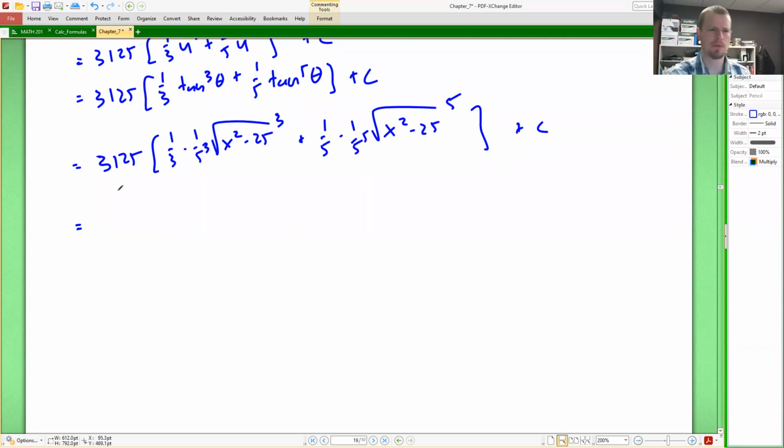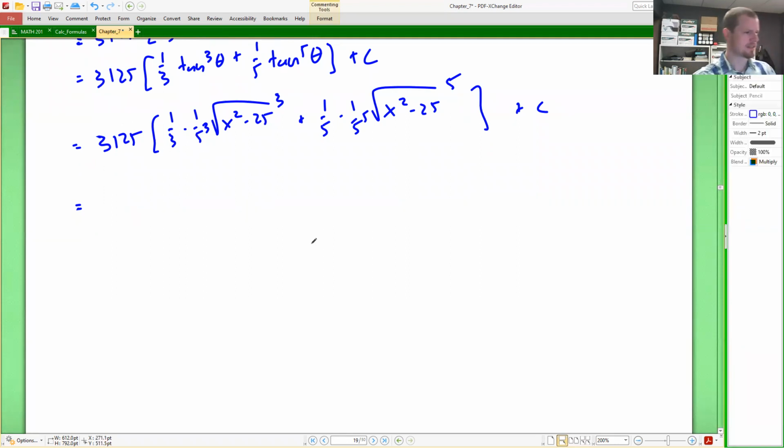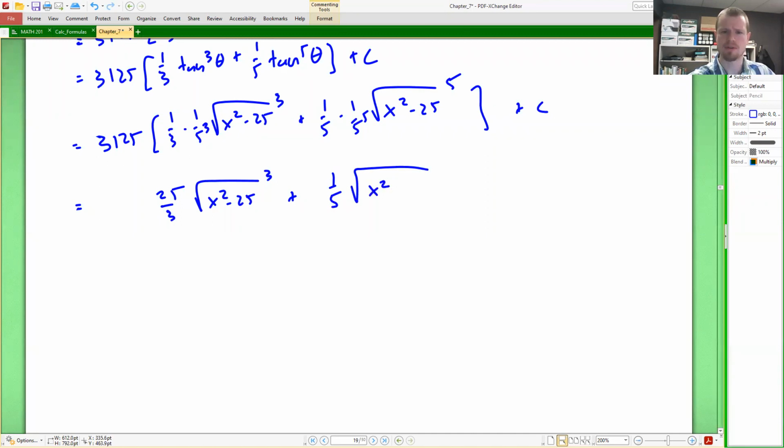What does that give us? Well, what we can do is we can distribute this in. So 3,125 divided by 5 cubed. That is going to give us 25, right? 5 squared, 25. So 25 over 3 times the square root of x squared minus 25 cubed, plus, this is 5 to the 5th, so divided by 5 to the 5th is going to cancel, and I'm left with 1/5 times the square root of x squared minus 25 to the 5th power plus c.